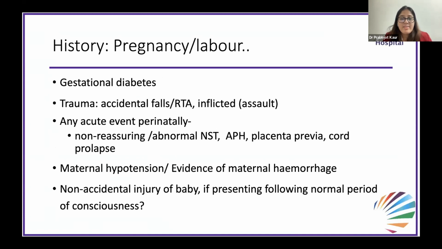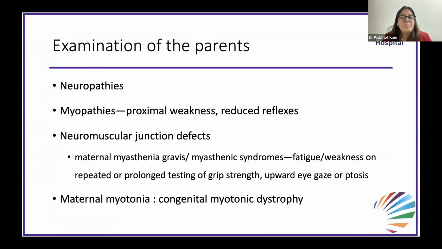Any acute perinatal event is anyway a very strong indicator that it can result in encephalopathy. Maternal hypotension, and evidence of maternal hemorrhage, again is important to know. Non-accidental injuries of babies, if presenting following a normal period of consciousness, should be considered. So if a baby has been absolutely normal, nothing major to suggest a major illness or encephalopathy, and all of a sudden we have a baby who is presenting with encephalopathy, non-accidental injuries can be considered.